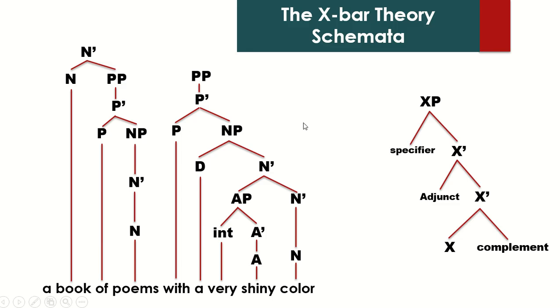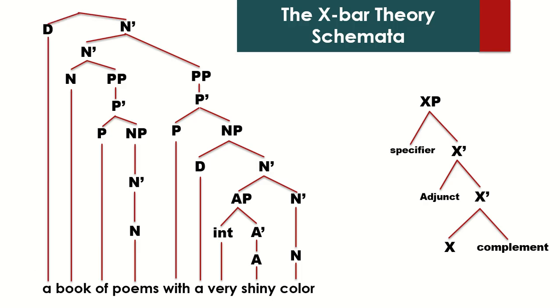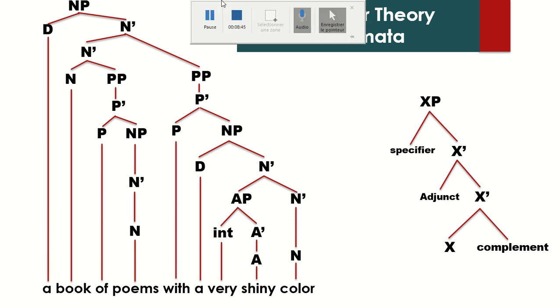What about with a very shiny color? We said it is an adjunct. So sister to N bar, daughter of N bar. And finally, this determiner is a specifier, so sister to N bar and daughter of NP. So this is it, as you can see.